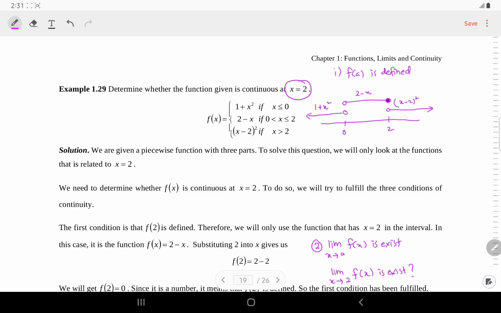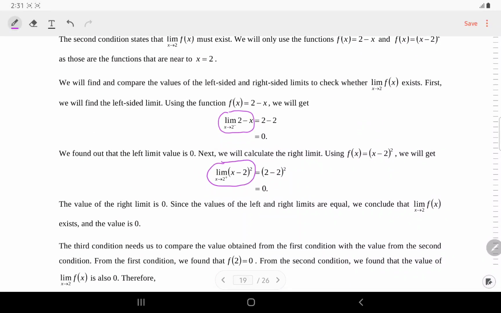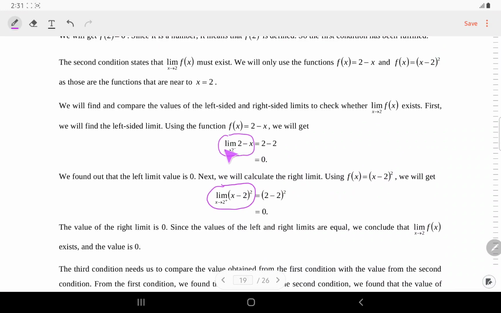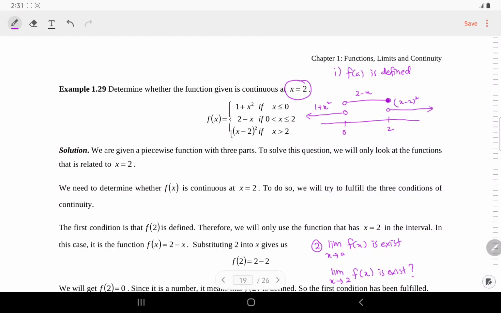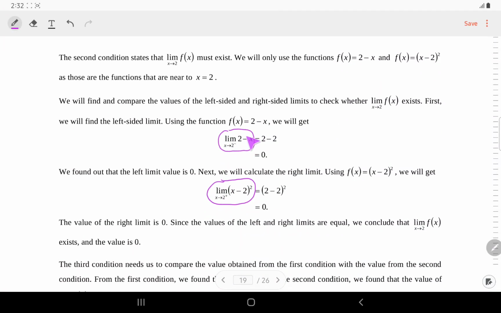Okay, so back to this case study, the second condition, where we need to determine the left limit and the right limit. For the left limit, x approaches 2 from the left, from the left side of 2, we need to use the function 2 minus x. That's why they write here the function is 2 minus x.